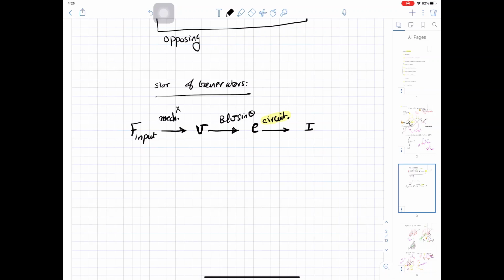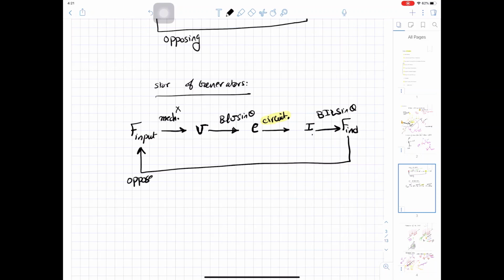E will circulate current I according to circuit analysis. We can find the relation between E and I. This I will produce force F induced according to the equation BIL sine theta, and this induced force is against, or opposes, the input force. And this is the story for generators.